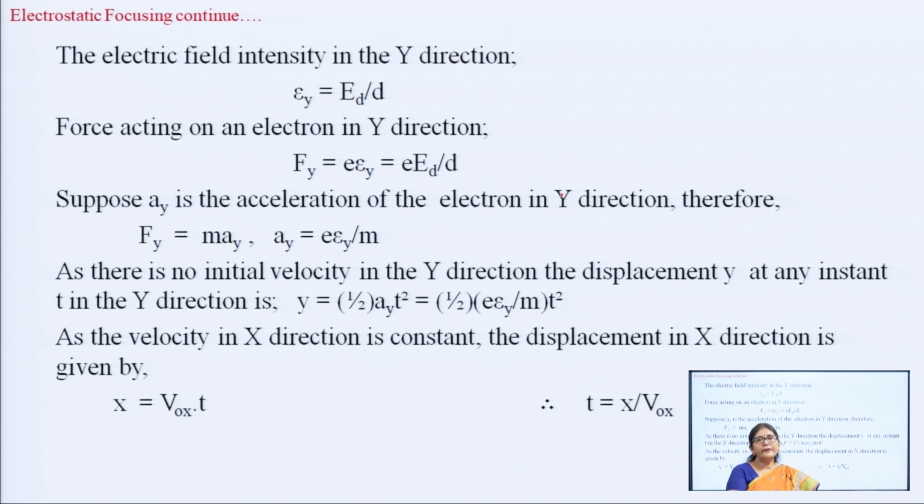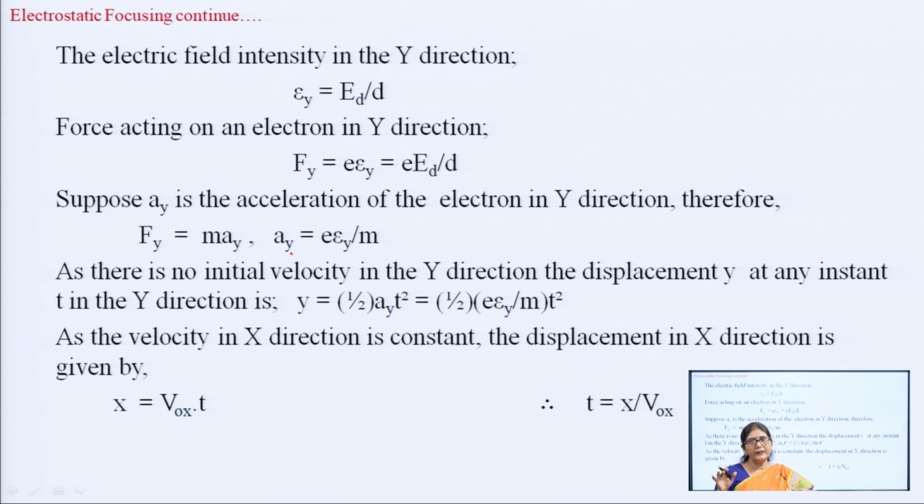Now the electric field intensity in the y direction, epsilon y, is equal to the voltage between the vertical deflection plates divided by the distance between the deflection plates. Now the force acting on the electron is F equal to E into epsilon y, and by placing the value of epsilon y, it is E Ed by d. Now force is F equal to mass into acceleration. So, by substituting this value we will get a y is equal to E epsilon y by m.